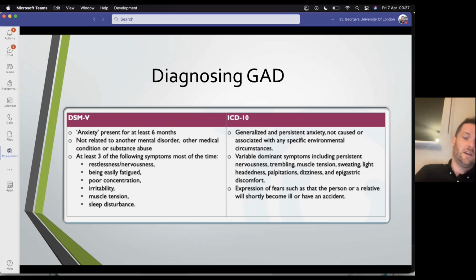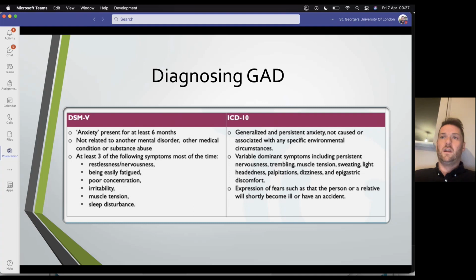First of all, symptoms need to be present for 6 months, which if you think about it, is a much longer period than when you covered depression last week. I can't remember, but I think the depression limit can be as low as 2 weeks sometimes. So 6 months is quite a long time. You need to prove it's not related to another mental disorder, medical condition, or substance abuse.